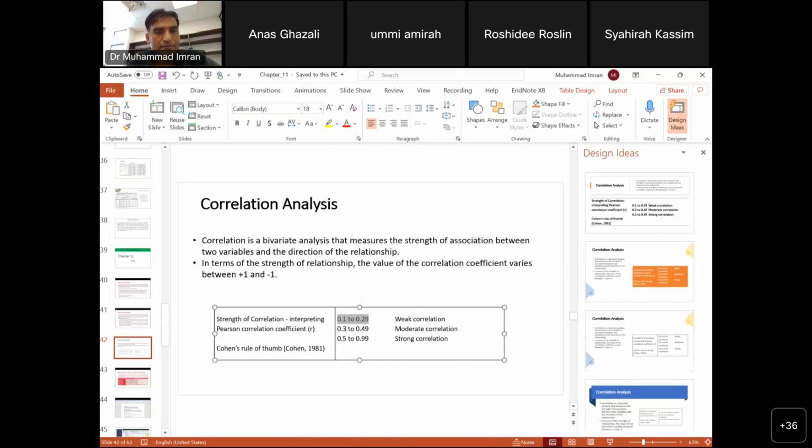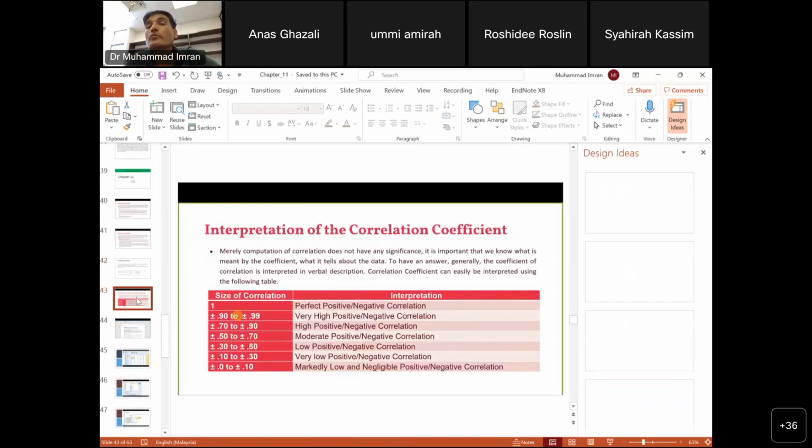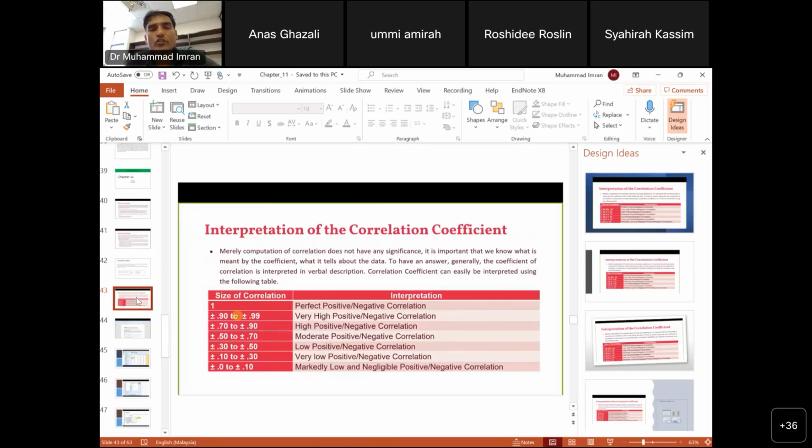Anyway, moving forward. Here is further detail for you. The interpretation of the correlation coefficient: computation of correlation does not have any significance by itself. It is important that we know what is meant by the coefficient and what it tells about the data. To have an answer, generally the coefficient of correlation is interpreted in verbal descriptions. The correlation coefficient can easily be interpreted using the following data.